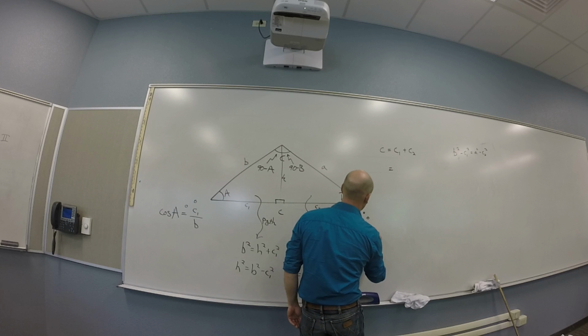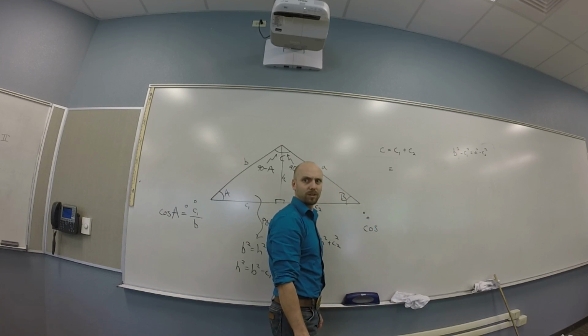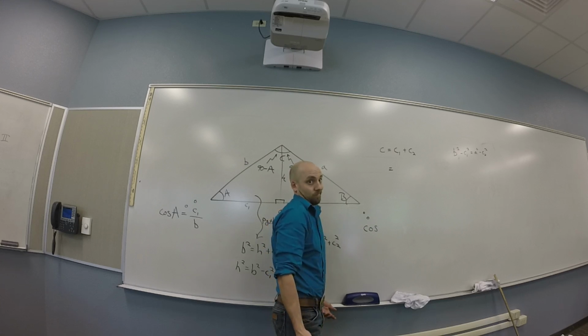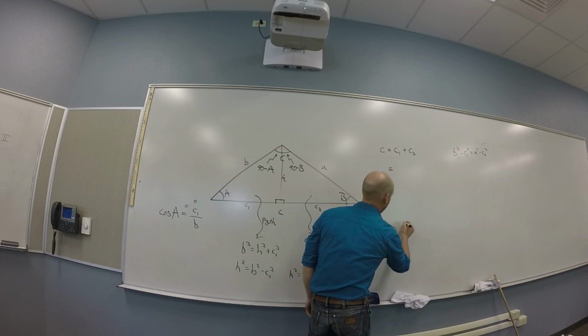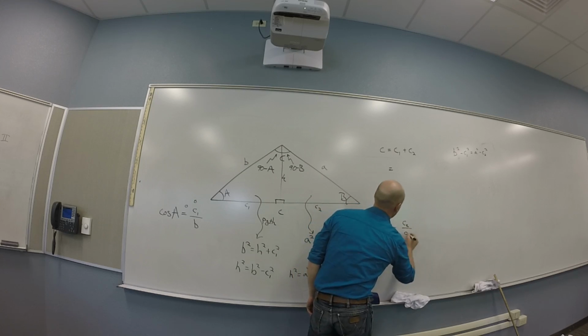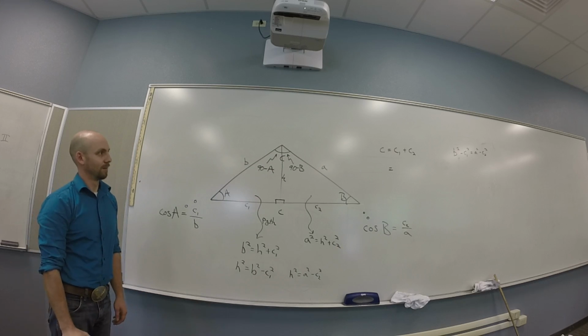Okay, and here I got cosine of B, oh wait, I don't want cosine of two angles though. You guys see this? You just said that they're equal, so I probably really just want one. Best I can figure, we can write it down anyway, but my guess is I don't want that. So cosine of B is c2 over a. Let's just focus on the one.